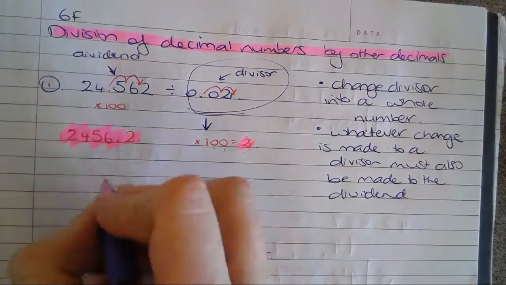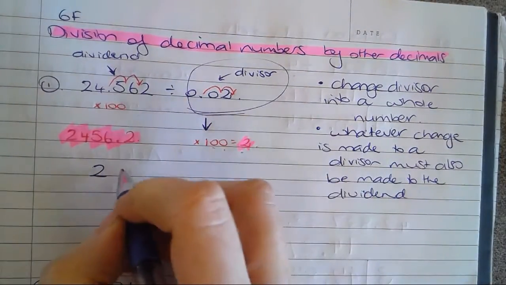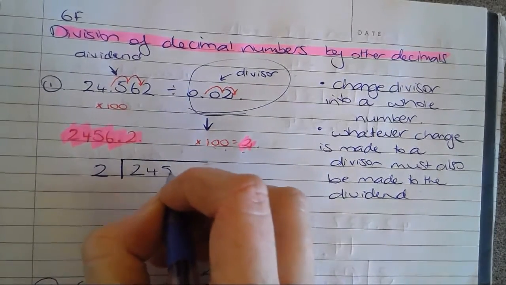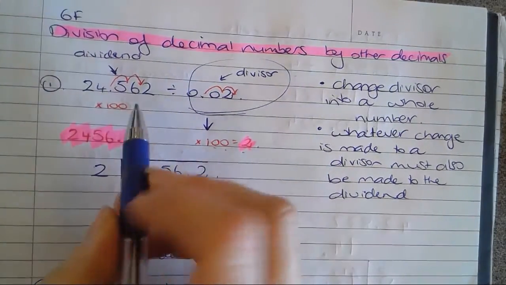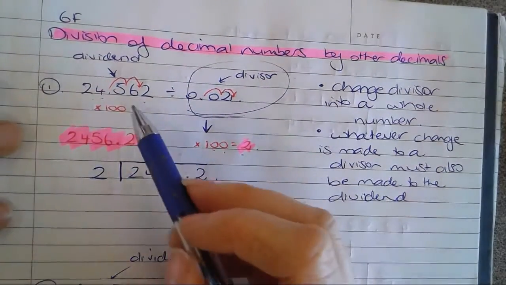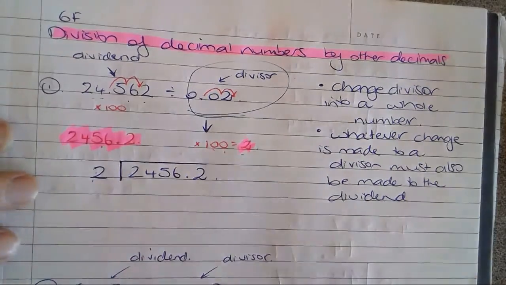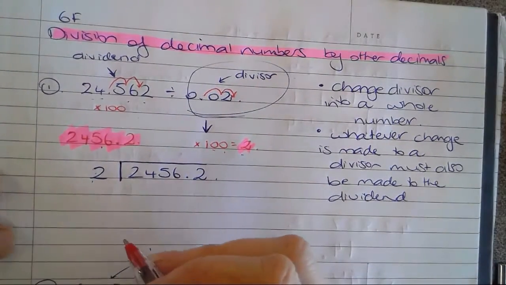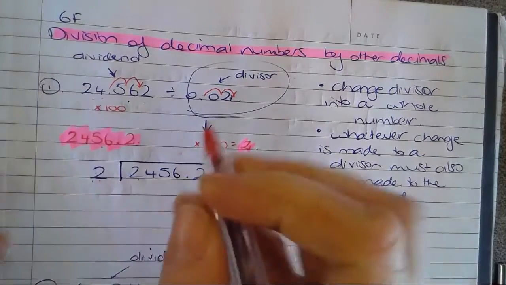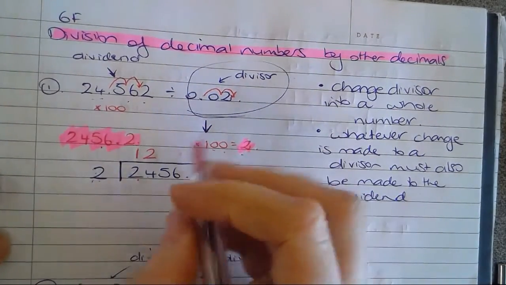Okay, so I set it out as I would normally. Now it's 2 and not 0.02. And now it's 2456.2 instead of 24.562. Hopefully you can see how I've done that with both numbers. Now I just do my division like I know how to do with a whole number and a decimal. So 2 goes into 2 once, 2 goes into 4 twice, exactly.